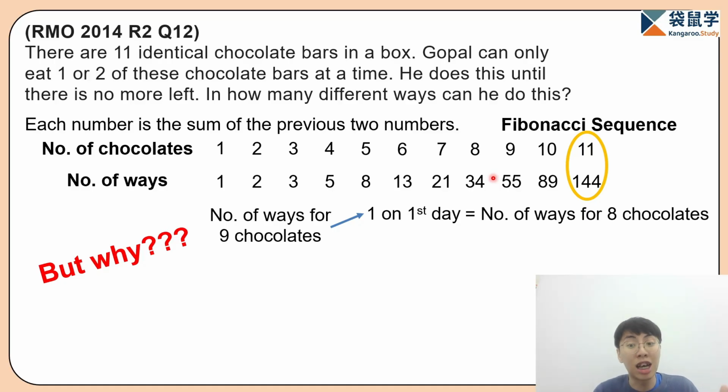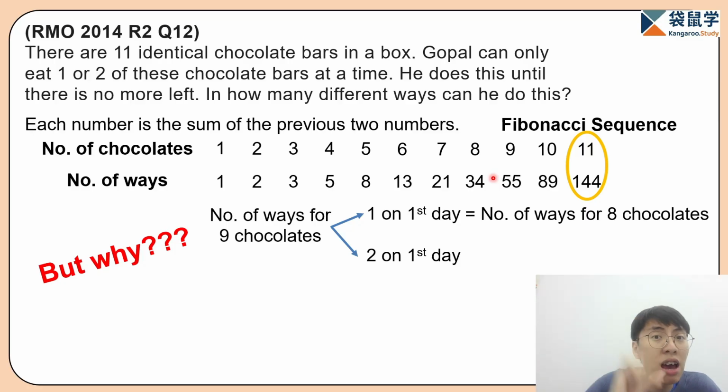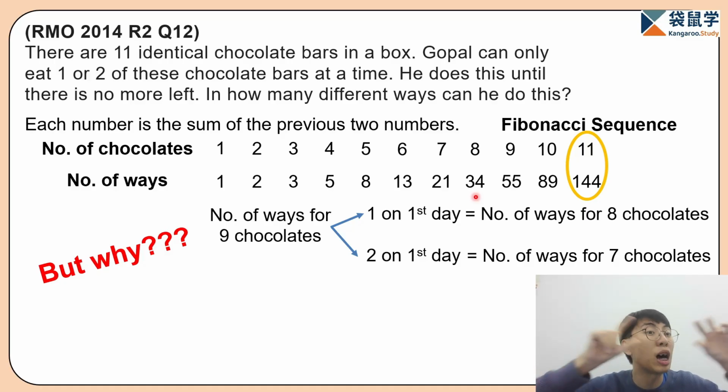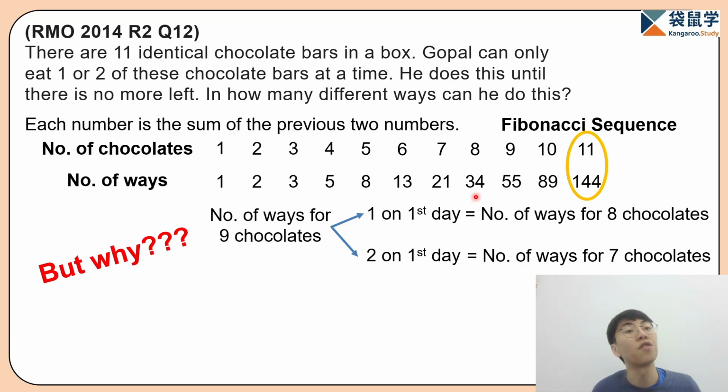I can have selected 2 chocolates on the first day. And if I ate 2 chocolates on the first day, what is left? I'm only left with 7 chocolates to deal with. And hence, that becomes the number of ways that we eat 7 chocolates. And hence, you see, the number of ways that we eat 9 chocolates is dependent on the number of ways we eat 7 chocolates as well as eating 8 chocolates. And that is why we are summing up the previous 2 for each of these terms.